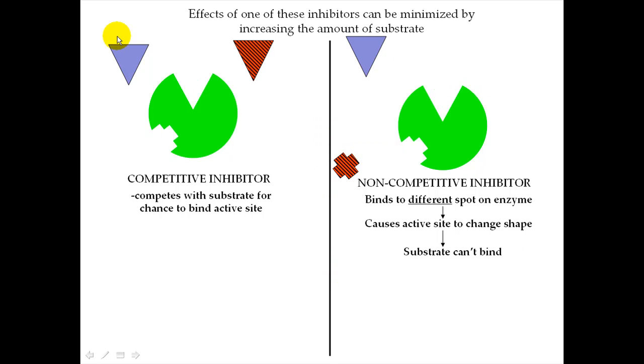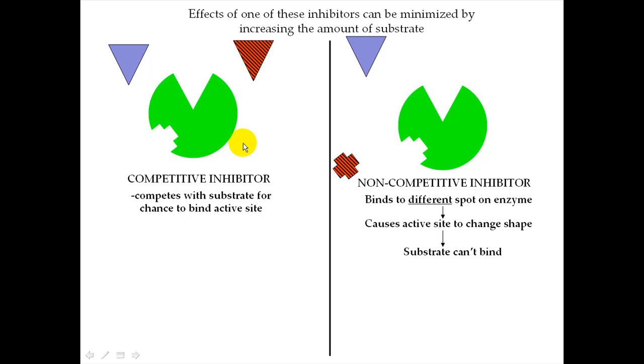Say that you're considering a competitive inhibitor. In this particular case, there's one substrate in this picture and one inhibitor in this picture. There is about exactly a 50% chance that this inhibitor will get to the active site before the substrate does. So there's a 50% chance in this situation that the chemical reaction will not occur.